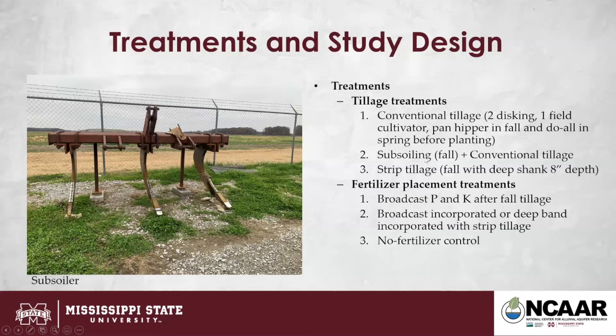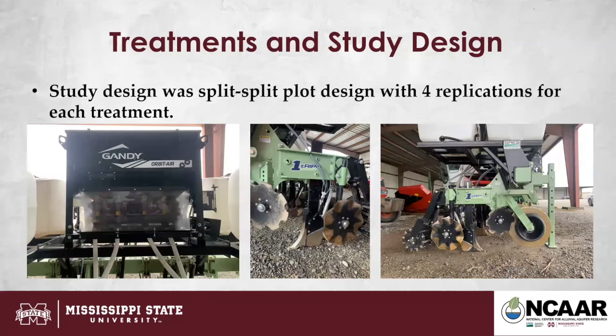Same thing with the subsoiling, we have these two treatments. And then finally with the strip till, we did the strip till and then broadcasted the P and K after fall tillage. In addition, for the strip till incorporated treatment, we used the shank for the strip till to incorporate our fertilizer underneath the seed bed. I'll cover the treatments again once we go into the results. So the overall study design was a split plot design with 4 replications for each treatment.